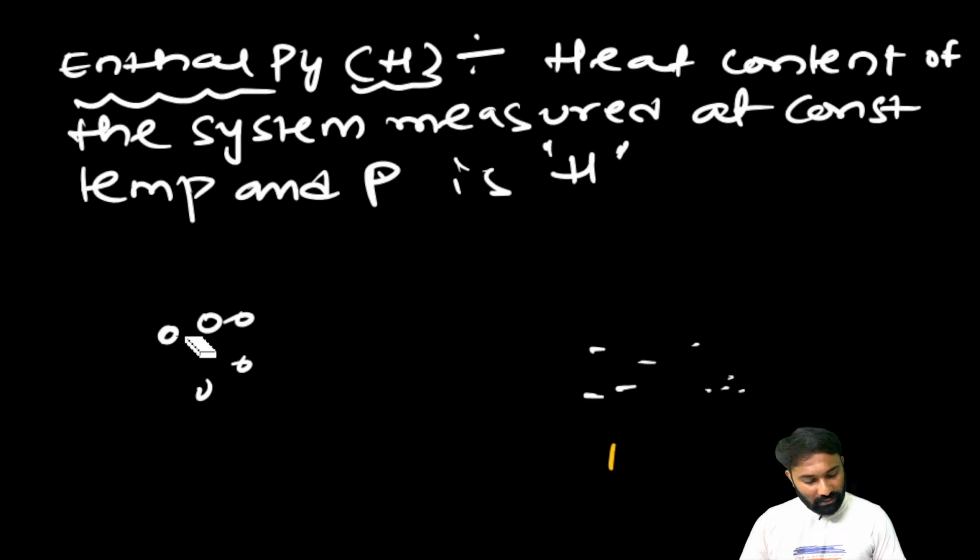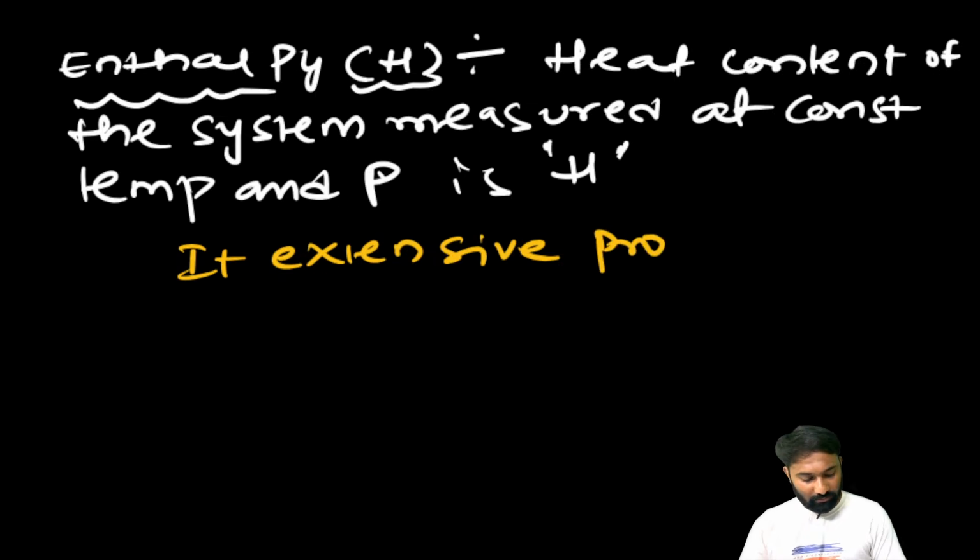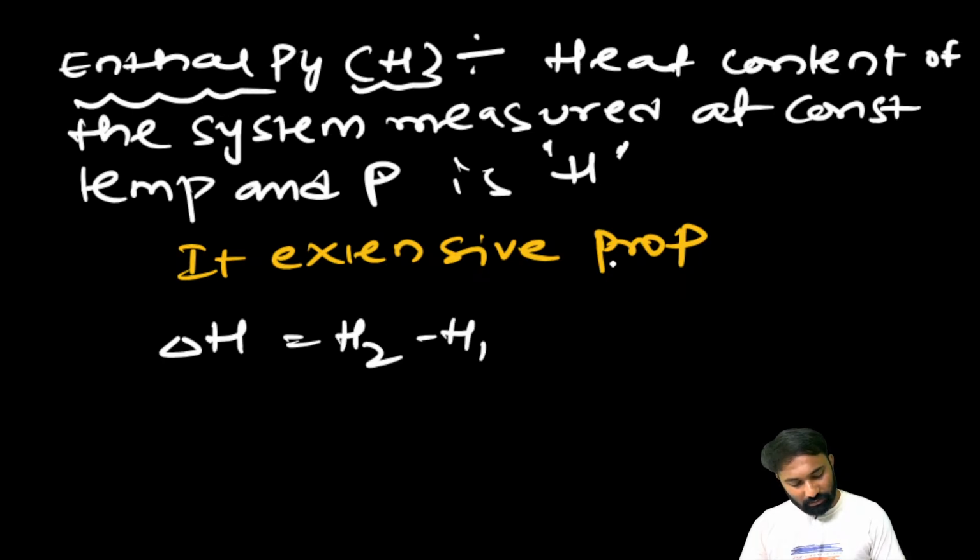The exact value of enthalpy cannot be calculated. Only the change in value can be calculated. It is an extensive property. And delta H, H2 minus H1, can be calculated.